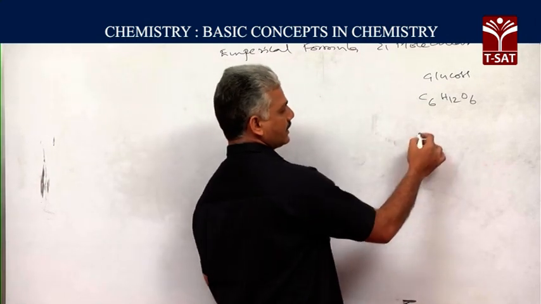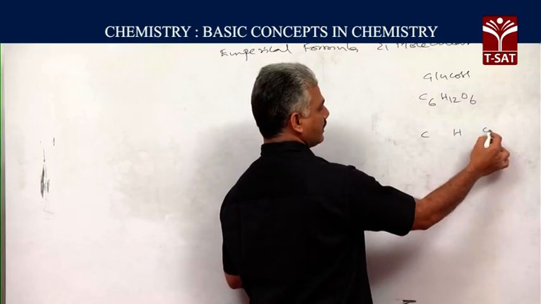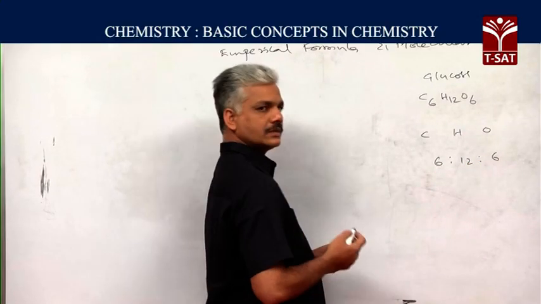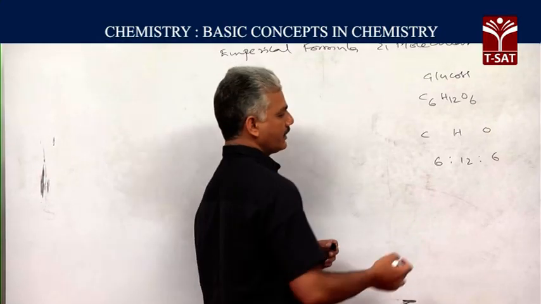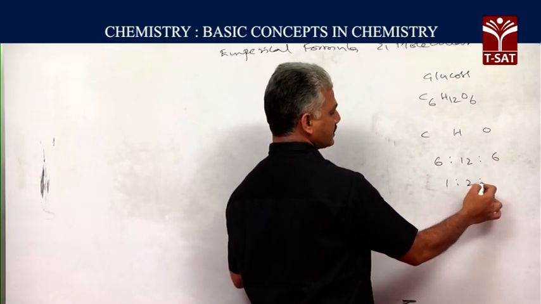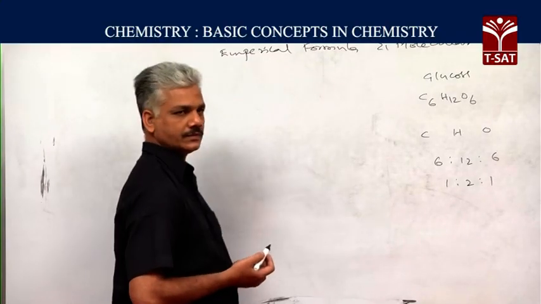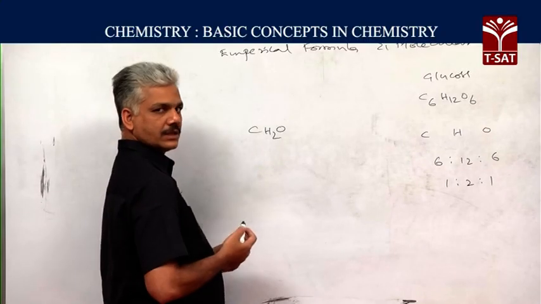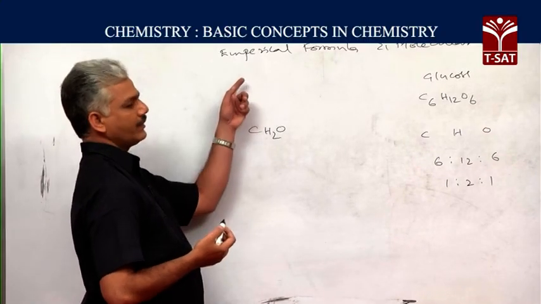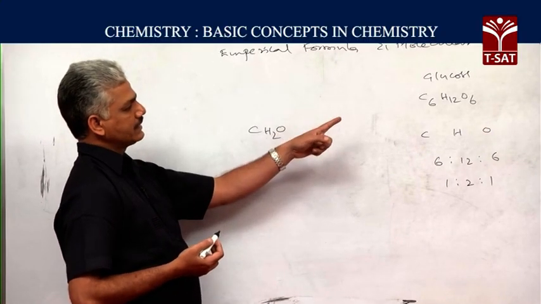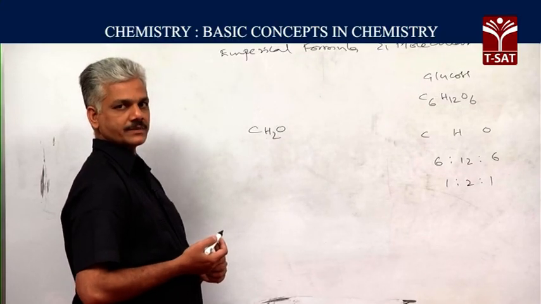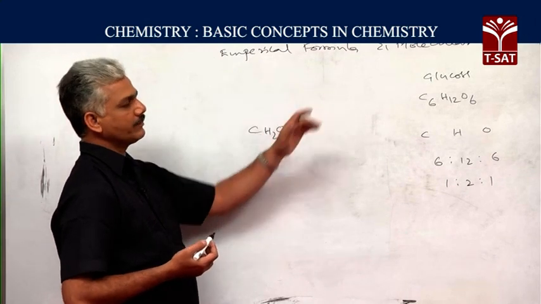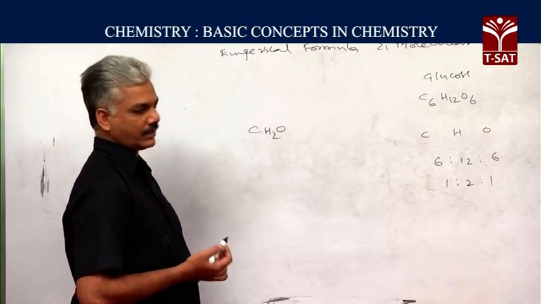In glucose, carbon, hydrogen and oxygen atoms are present in the ratio 6:12:6. Therefore, the simplified atomic ratio is 1:2:1. So, in that manner, if you represent the formula, CH2O will become the empirical formula, whereas C6H12O6 becomes the molecular formula. So, how can you correlate empirical formula and molecular formula?